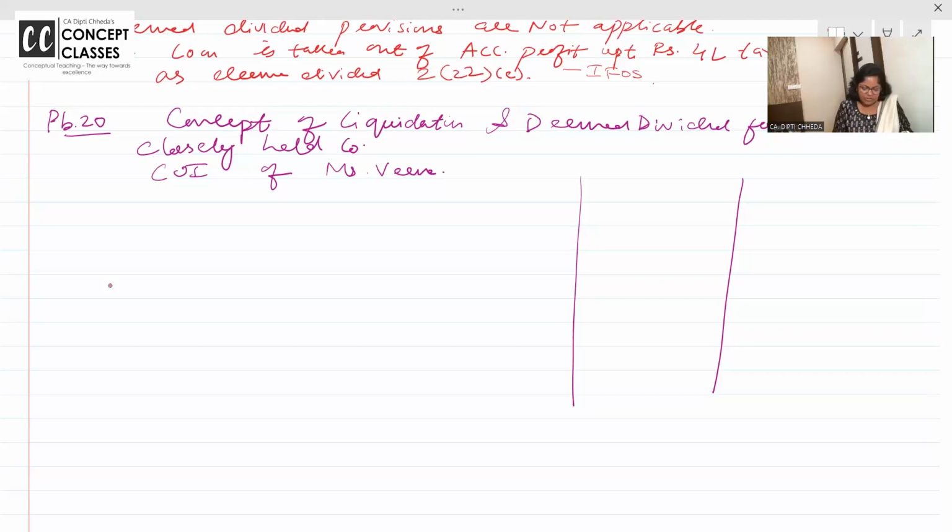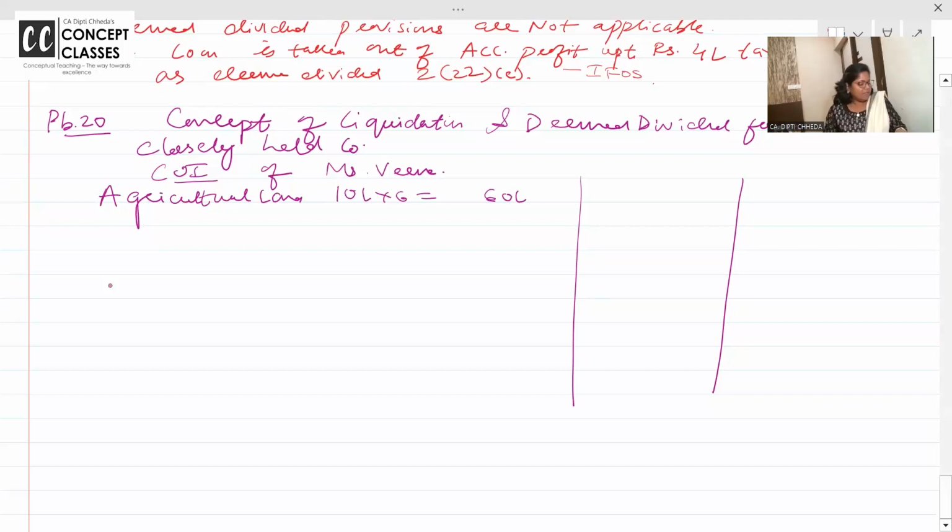Veena got agricultural land. Agricultural land, 10 lakhs into 6, 60 lakhs. Are you all with me? The rate is 10 lakh per acre and there are 6 acres of land, so it is 60 lakhs. What is Veena's share in it? 1,000 shares out of 6,000.